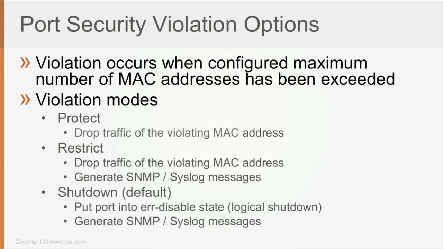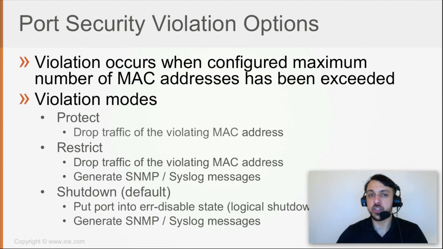The other option is going to be shutdown, which is the default option. What this means is that whenever the third MAC address is going to be seen, the switch is going to put the port into error disabled state, which is like a logical shutdown, which means no traffic can flow back and forth at all.